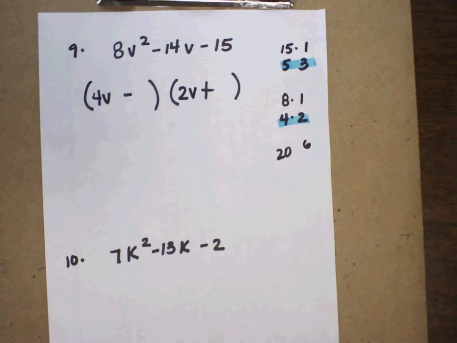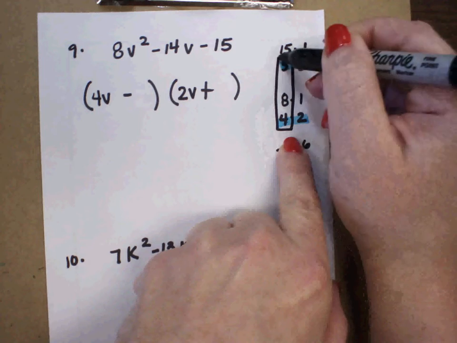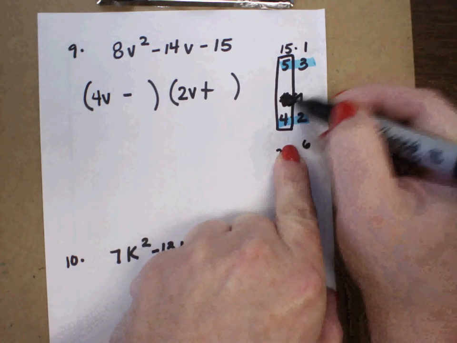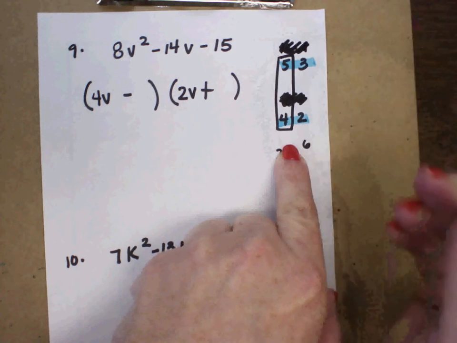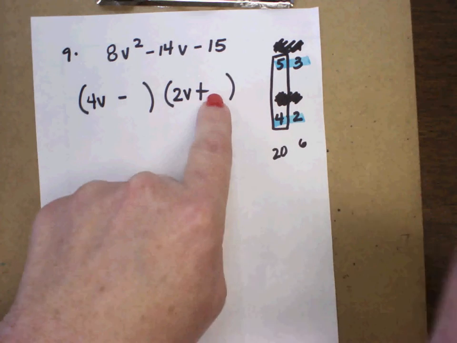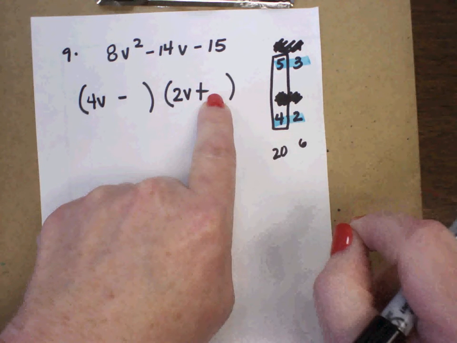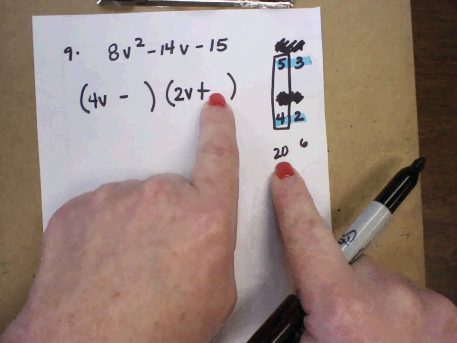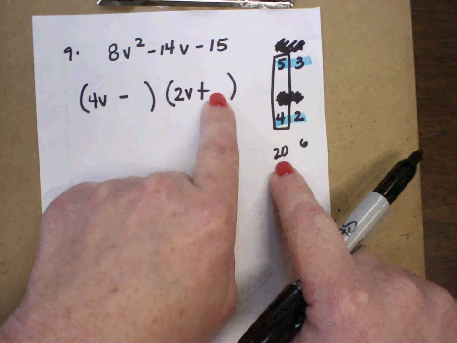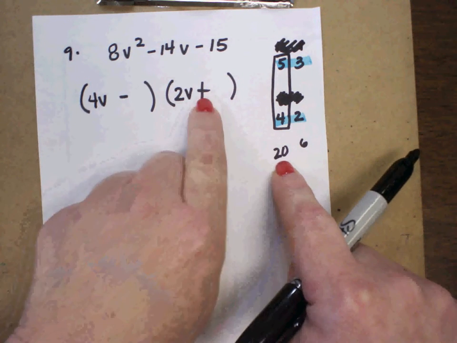Then I think about what numbers I need to pair up together. I want to pair up the 4 and the 5, correct? Not using that one, which means 4 needs to be on the other side. But does 4 need to be negative or positive? Do I want that 20 to be negative, or do I want that 20 to be positive? Negative, which means that's not positive, right?